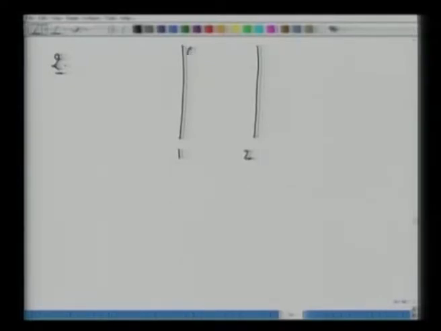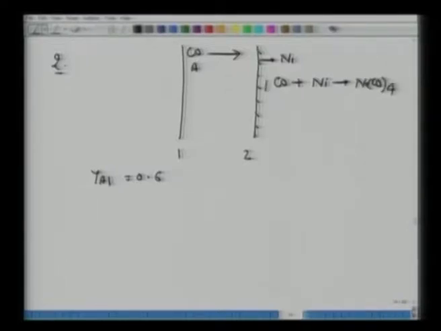Now we have carbon monoxide which diffuses in this direction. The concentration of carbon monoxide here is given as 60%, so we say that the mole fraction yA1 for carbon monoxide is 0.6. When carbon monoxide reaches plane 2, there is a reaction. We can assume it's a heterogeneous surface coated with nickel. So we have CO plus nickel giving nickel carbonyl, Ni(CO)4. Your balance is 4CO plus nickel.